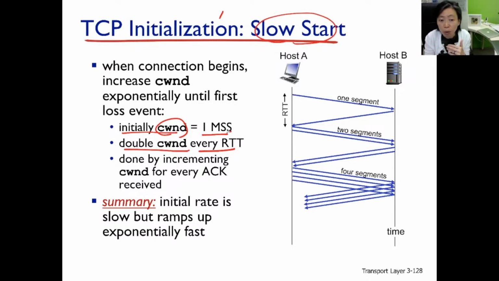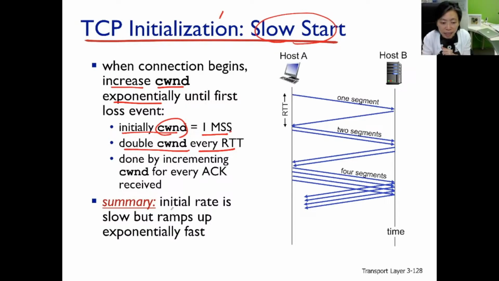Wow, so that's actually quite aggressive, isn't it? You are correct, because the window size in slow start, in the initialization phase, is going to increase exponentially, because every round trip time you double the size, as opposed to in AIMD, where every round trip time you increase by 1 segment size.